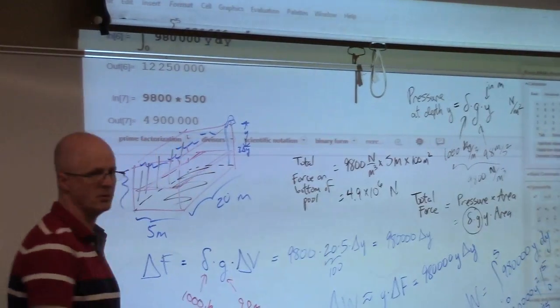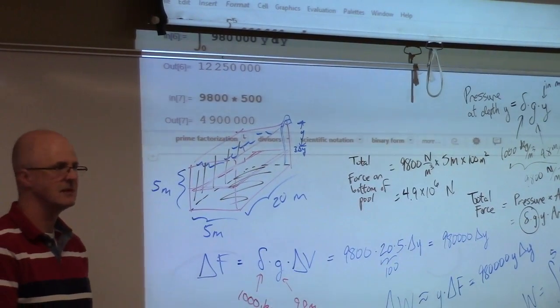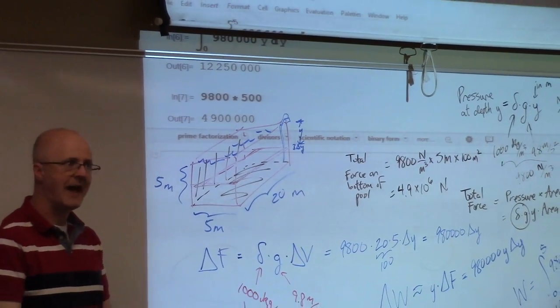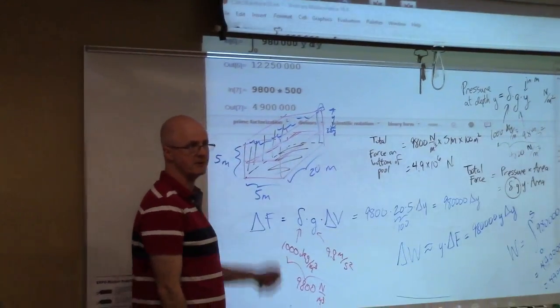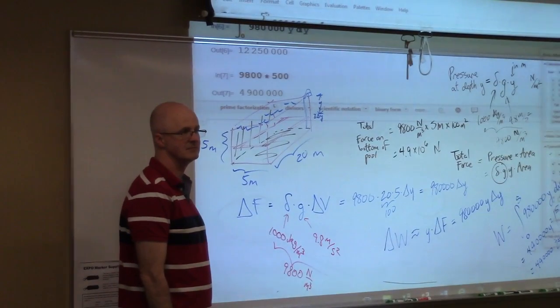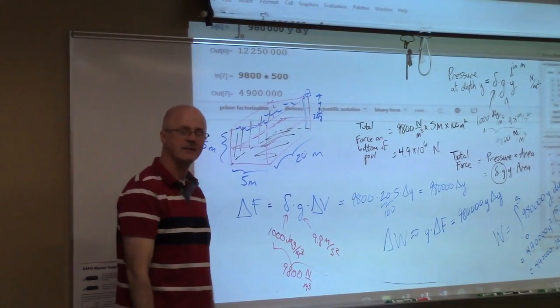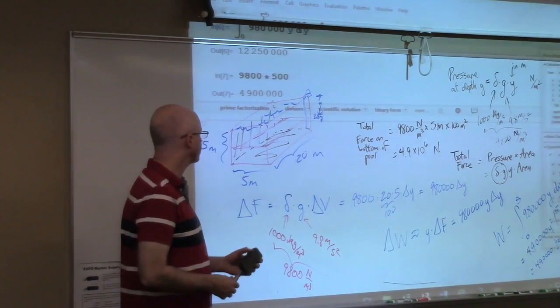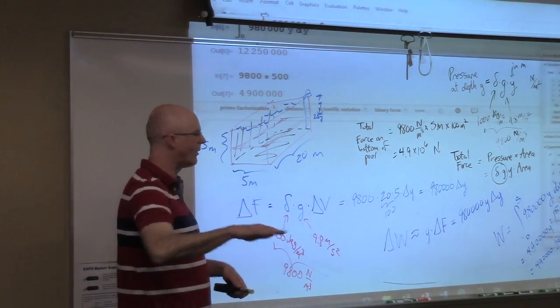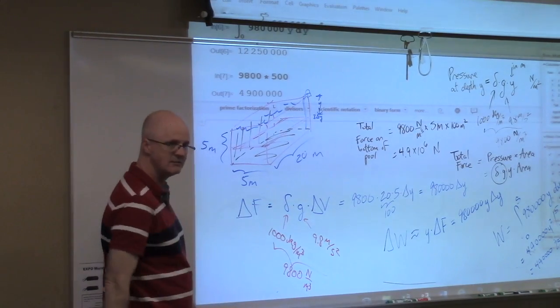But what about the side of the pool? You have to do an integral for that because the pressure near the bottom is greater than the pressure near the top. It's not at a constant depth. It's at a varying depth. So here you have to think about thin slices, not of the water, but of the wall.